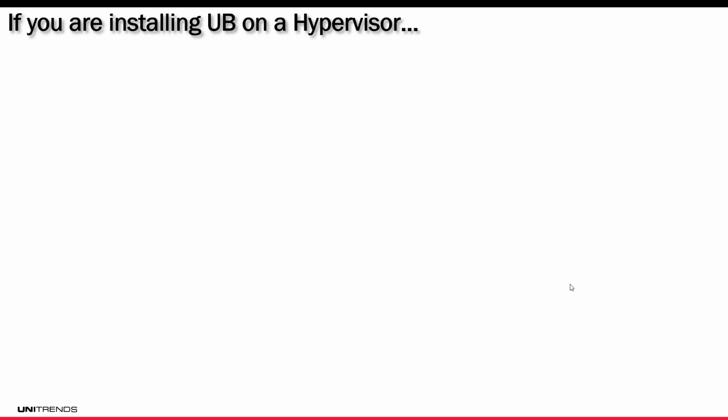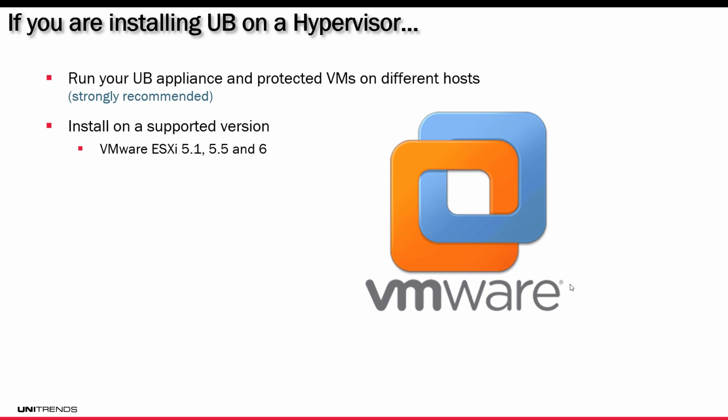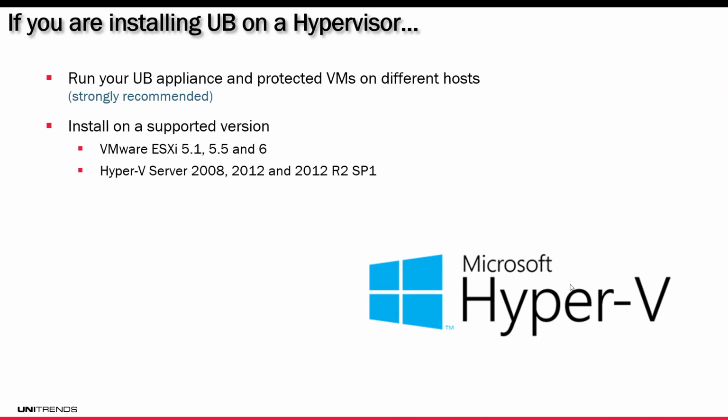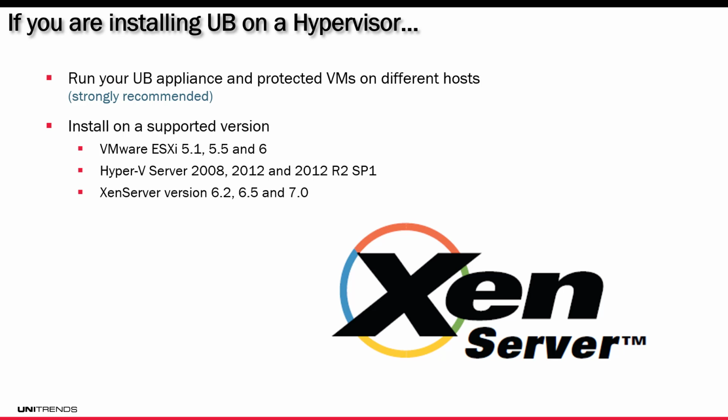If you're installing UB on a hypervisor, you want to make sure you run your UB appliance and protected VMs on different hosts. Don't put all your eggs in that one basket. Make sure you're installing it on a supported version, too. For VMware, there's ESX 5.1, 5.5, and 6. Currently today for Hyper-V, there's Server 2008, 2012, 2012 R2 SP1. And for Xen Server, version 6.2, 6.5, and 7.